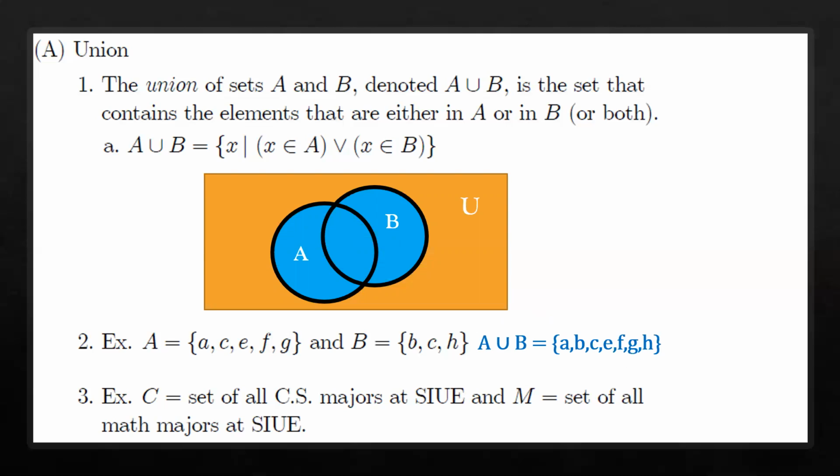If C is the set of CS majors and M is the set of math majors, then the union of these sets is the set of students who are either majoring in math or computer science.